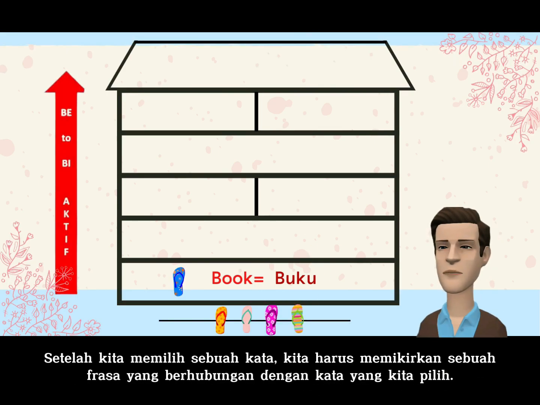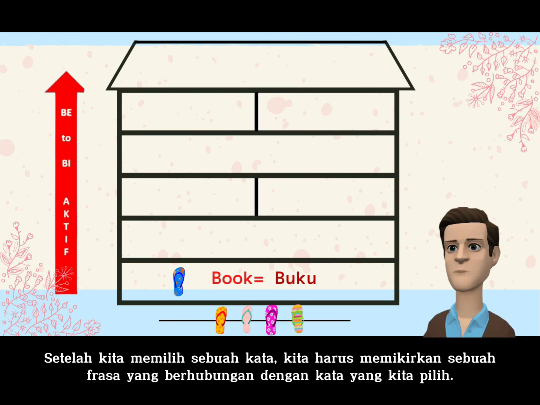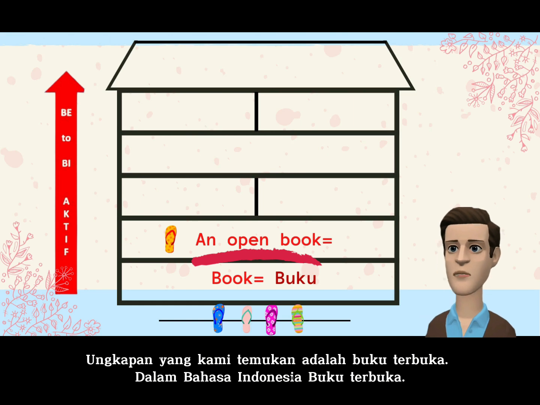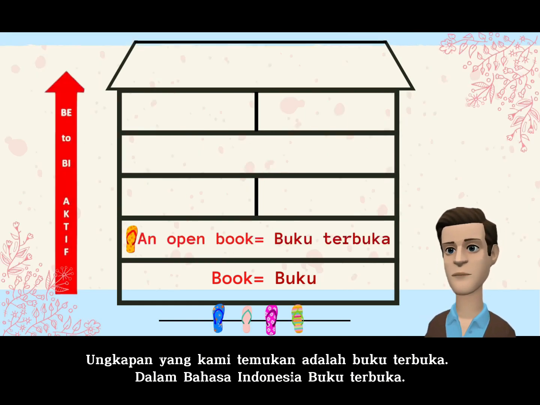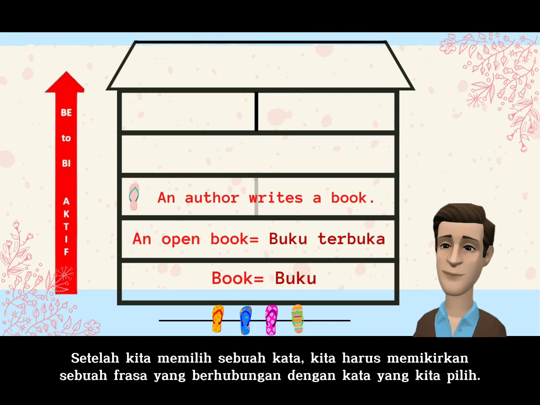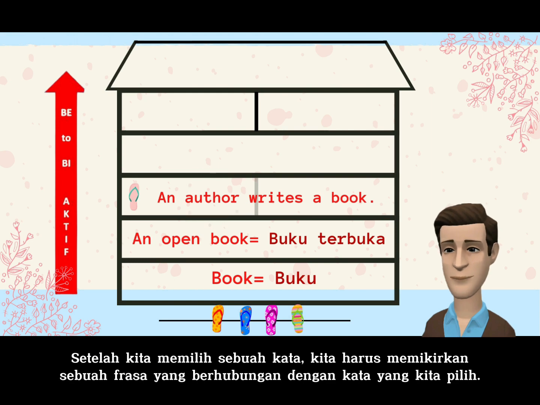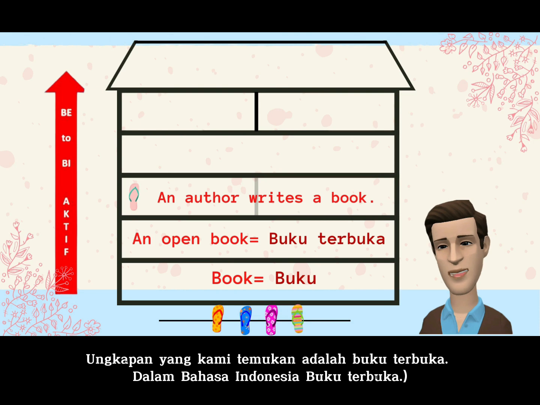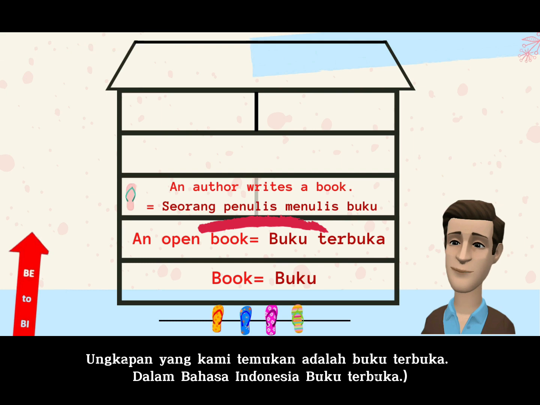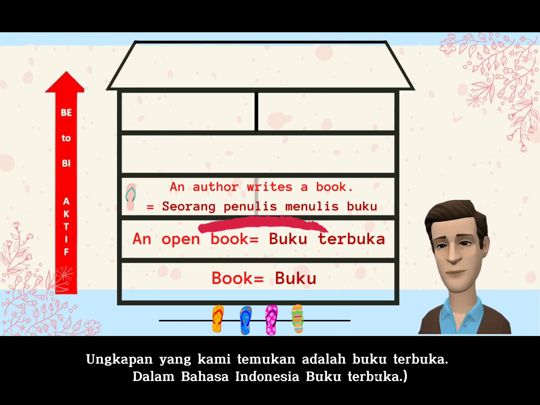After we choose a word, we must think of a phrase that is related to our chosen word. The phrase we came up with is an open book. In Bahasa Indonesia, buku terbuka. Our third step is to make a sentence in a form of active voice using the SVO pattern. It means subject first, second is verb, and last is object. The sentence we came up with is an author writes a book. In Bahasa Indonesia, seorang penulis menulis buku.